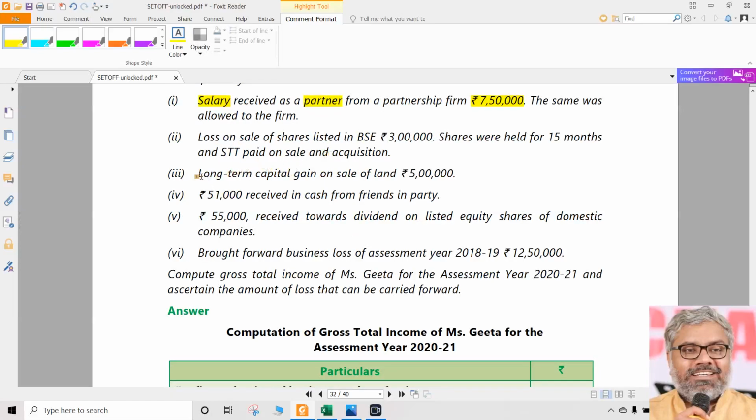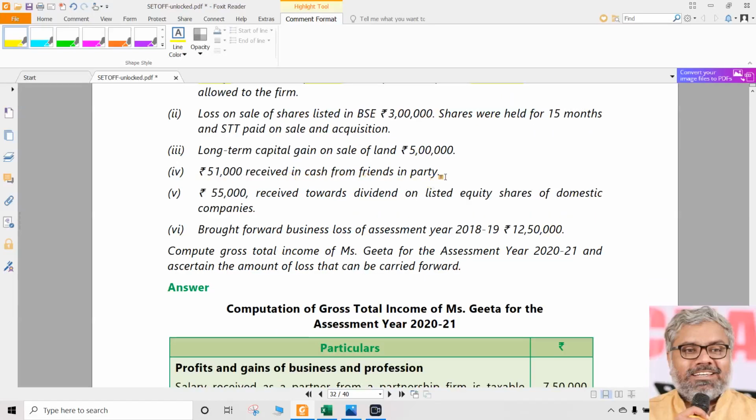Loss, we will come to it later. Long-term capital gain on sale of land is 5 lakhs, that is a gain. And then 51,000 received in cash from friends at a party is income from other sources, a gift of more than 50,000, taxable definitely. And 55,000 received as dividend on listed equity shares of domestic companies is exempt under section 10(34). Why? Because it did not exceed 10 lakhs rupees.